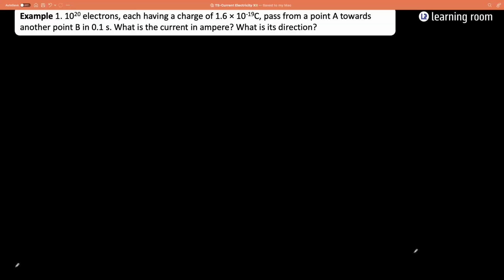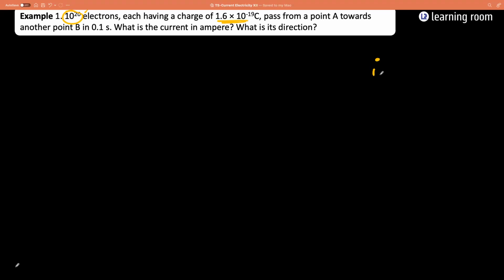Yes, sir. Okay. So based on this, can we try out few problems? See, I'm not concerned about the calculation part. I just need to apply the formula. Let's see how to do it. 10 power 20 electrons, each having a charge of 1.6 into 10 power minus 19 coulomb, pass from a point A towards another point B in 0.1 seconds. What is the current in ampere? What is its direction?